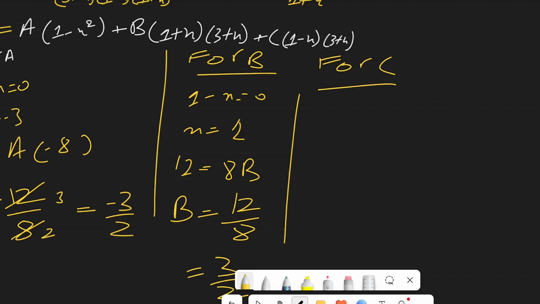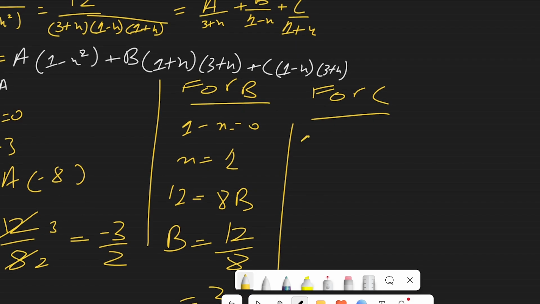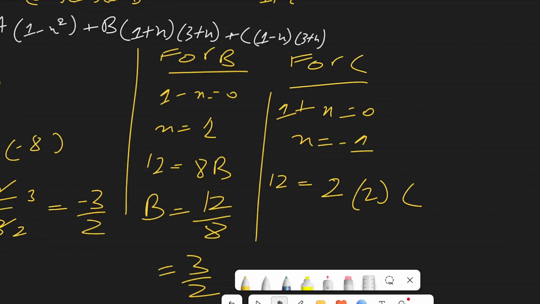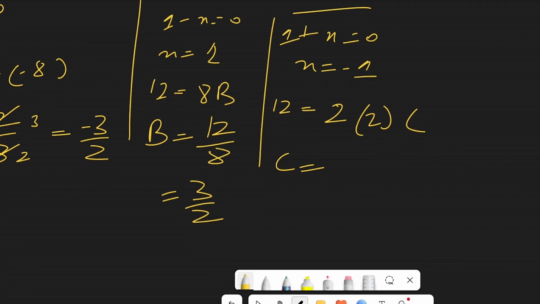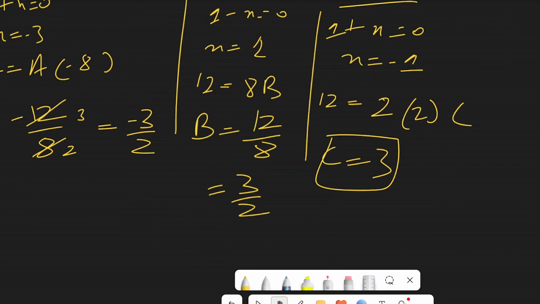Now what do we do for c? We put 1 plus x equals 0, and x would be equal to minus 1, and 12 would be equal to 1 minus x, which means 1 minus minus 1, 1 plus 1, 2. 2 times 3 minus 1 is 2 times c, which means 4c. 12 over 4c equals 3. Okay, that is our answer.